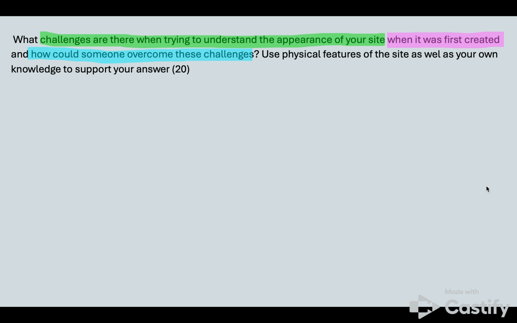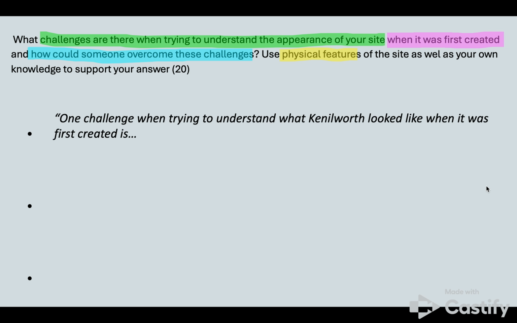So I'm going to really think before I start writing, how is each of my sentences, how is each of my paragraphs going to begin? And we do it in this kind of formulaic way. Let's go. First one. One challenge when trying to understand what Kenilworth looked like when it was first created is, and I'm going to explain the challenge.